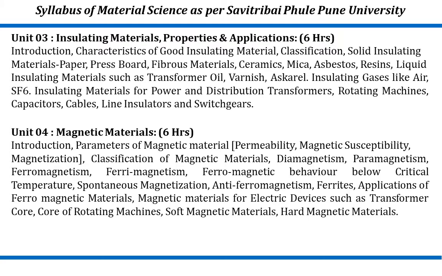Then ferromagnetic behavior below critical temperature, spontaneous magnetization. What is anti-ferromagnetism? What do you mean by ferrites and its applications? Then applications of the ferromagnetic materials. Magnetic materials that can be used in the electrical devices such as transformer core, core of rotating machine, soft magnetic materials and hard magnetic materials. Means unit number 4 is totally related to the magnetic materials, its properties, its classification, and depending upon its properties, where it can be used.